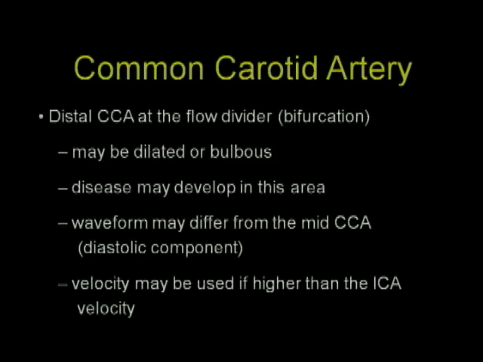Keep in mind, and this is important, if you have a patient who has disease at the bifurcation and the velocity acquired at the bifurcation is higher than that of the internal carotid artery, you want to use the higher velocity at the bifurcation to calculate your ICA to CCA ratio.